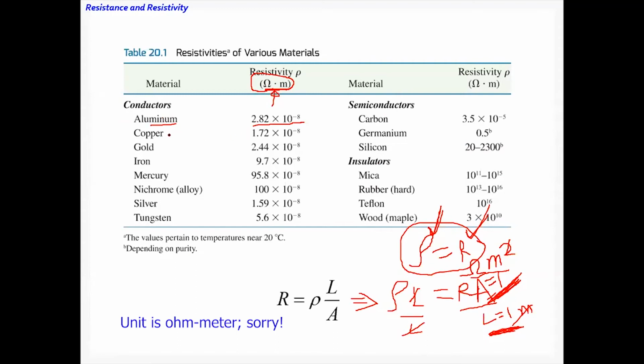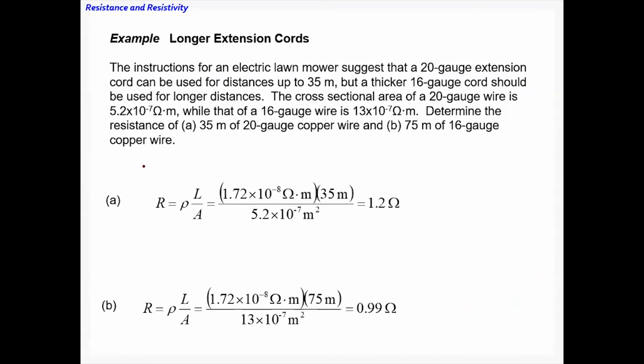Copper has this resistivity, gold has this resistivity, iron too. It is constant, and it depends on which material you are talking about. In the exam, you will be given the value of resistivity rho. Okay, let's do a problem.